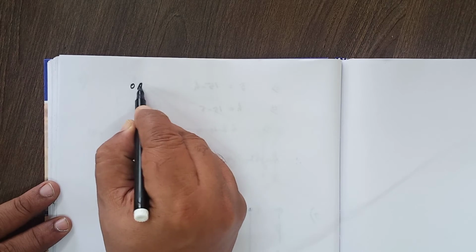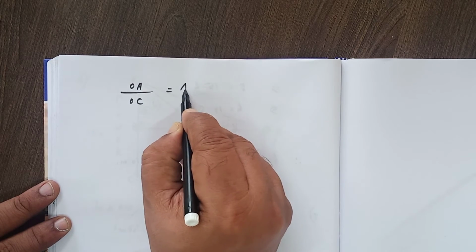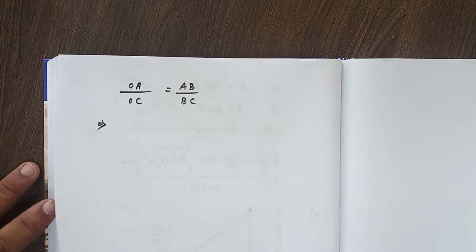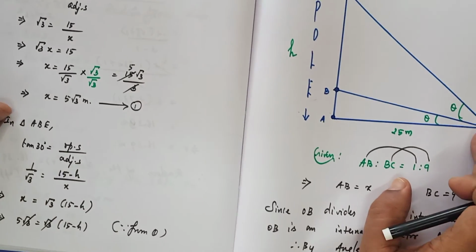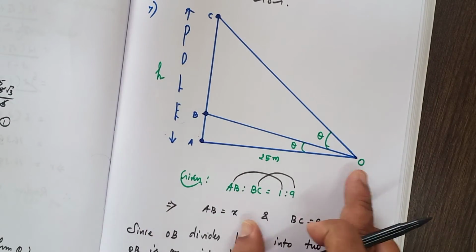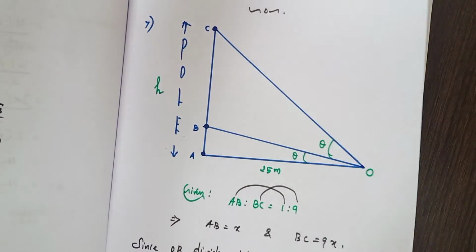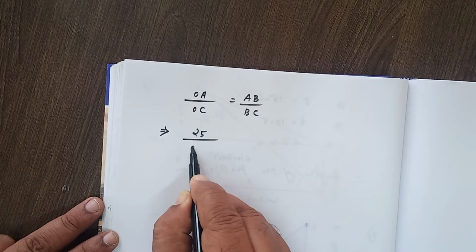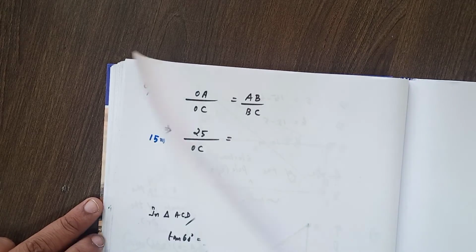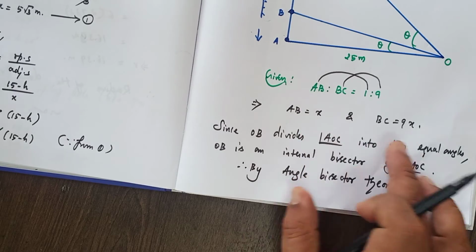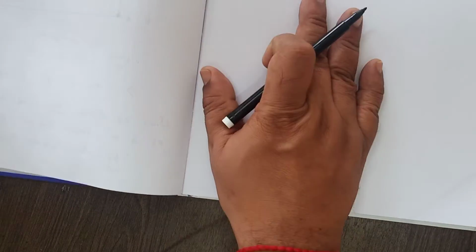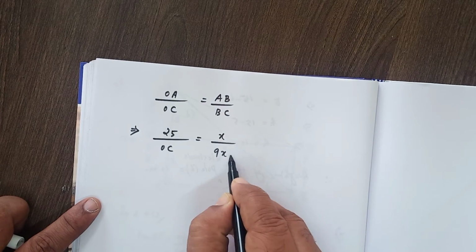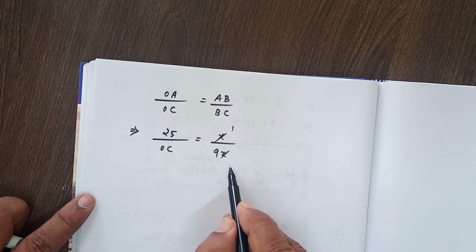OA divided by OC, that is equal to AB by BC. OA length we know that. What is the length of OA? 25. OC length we don't know. Write as it is, 25 divided by OC, equals AB by BC. AB is equal to x, BC is equal to 9x. x divided by 9x. x gets cancelled. Now you can cross multiply.